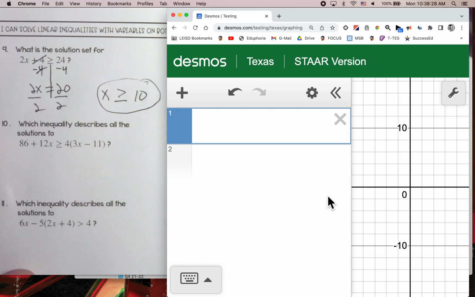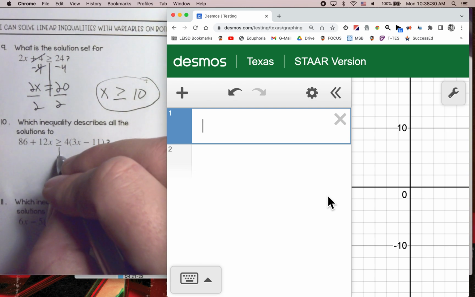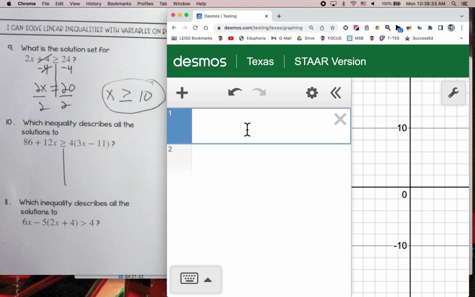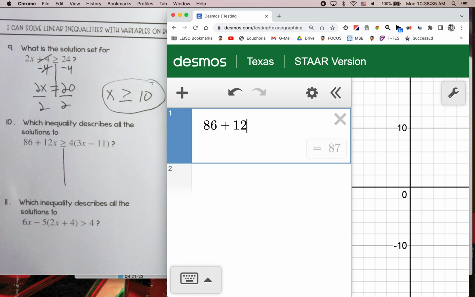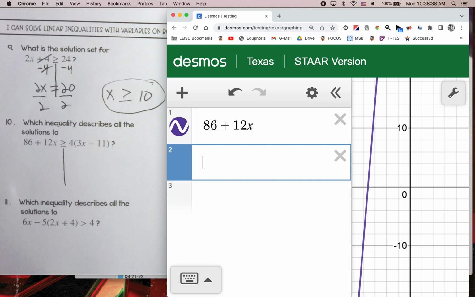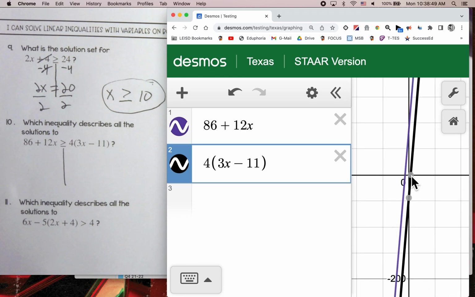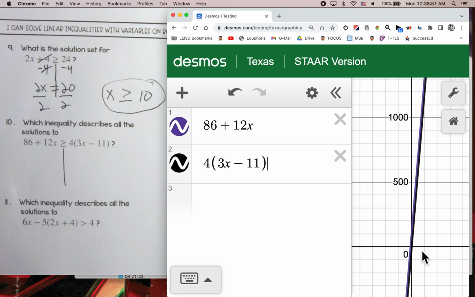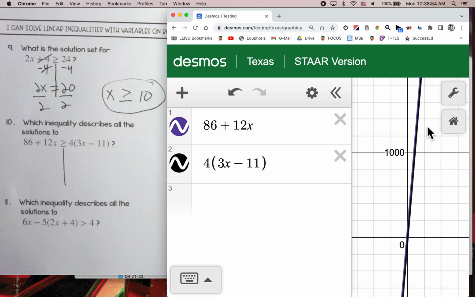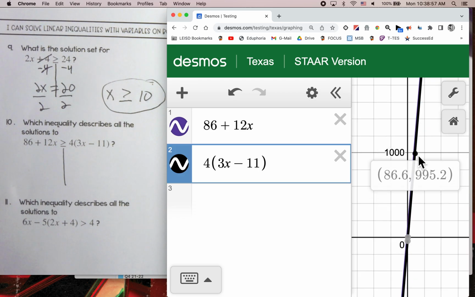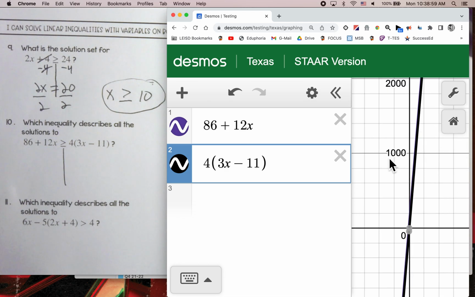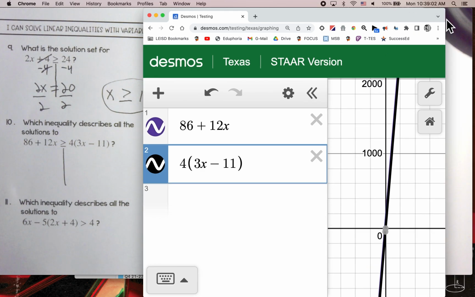We're going to solve it the same way, okay? Now, before I try to solve it, I'm going to graph this thing, okay? 86 plus 12x, and then I'm going to hit enter. Then I hit 4 parentheses 3x minus 11, close parenthesis, okay? And I'm going to zoom out until I can see these things crossing, if I can. Looks like there's somewhere up here. It might be, I'm going to move this over a little bit. Let's see. Let me make my window a little bit bigger.